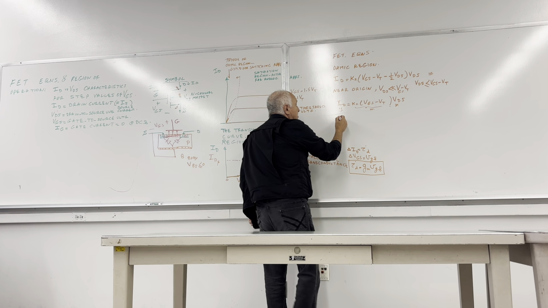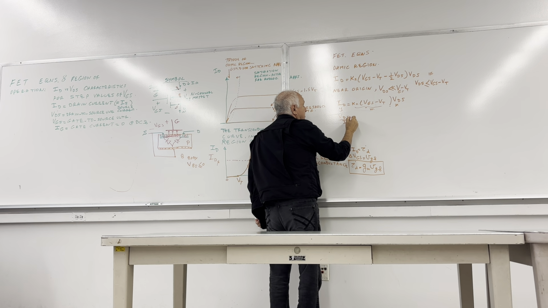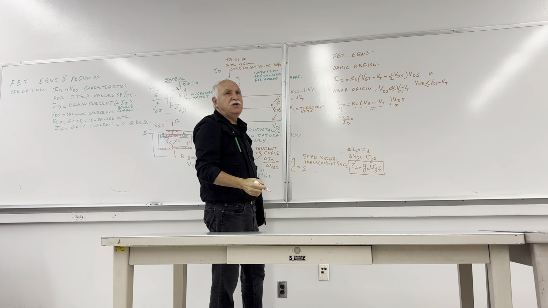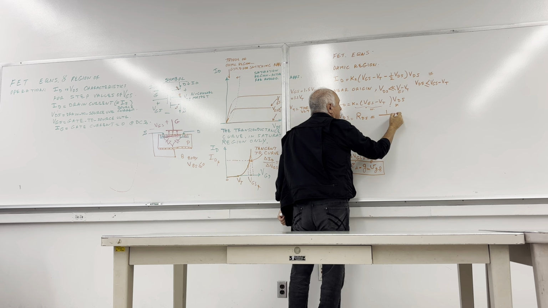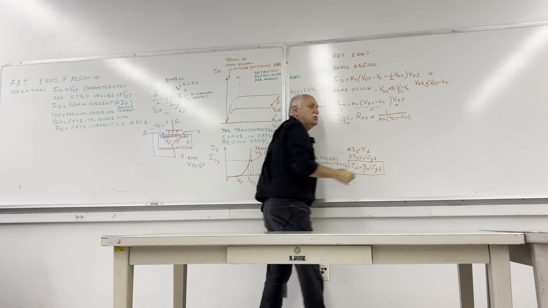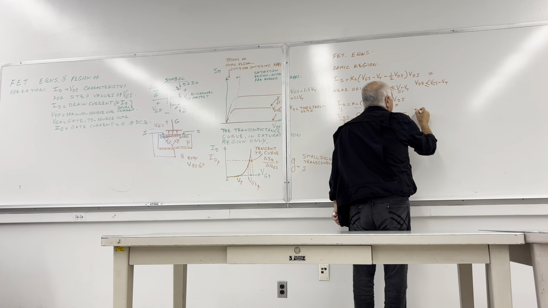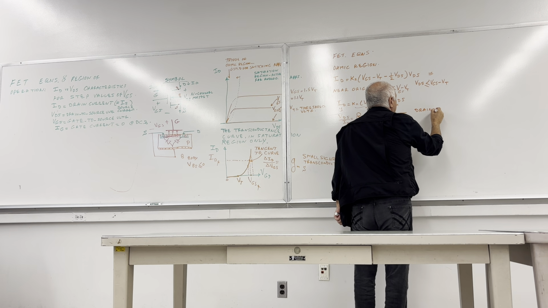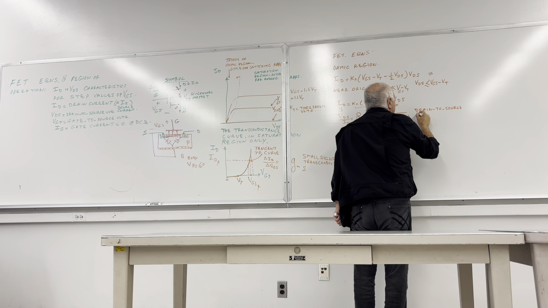So VDS over ID, voltage divided by current, by definition, is a resistance. So this is called RDS, equal to 1 over Kn times (VGS minus VT). This is known as drain to source resistance.